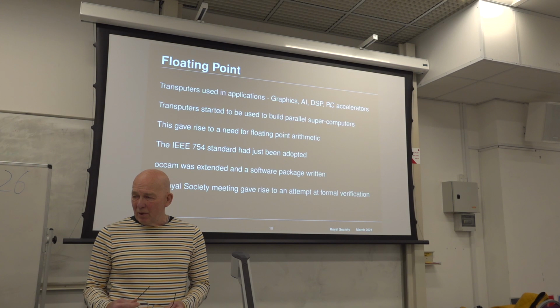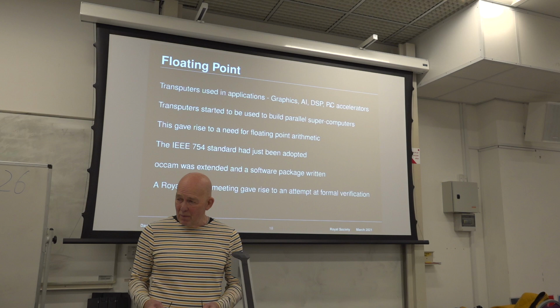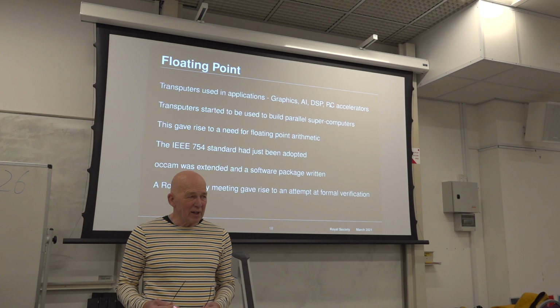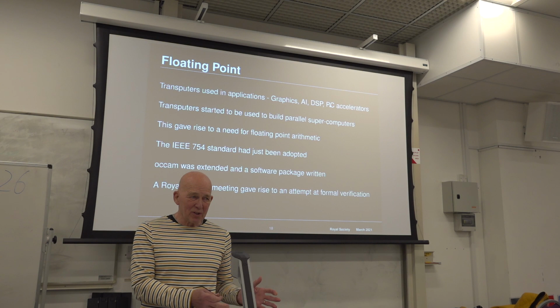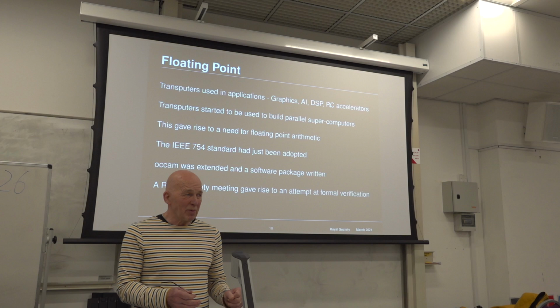Then bugs started to appear, not only in our implementation, but in the reference implementation. We'd taken a widely used available product, the 8087, Intel's co-processor to go along with the 8086 microprocessor, and assumed that was correctly implemented. That assumption turned out to be wrong. It had bugs in it.